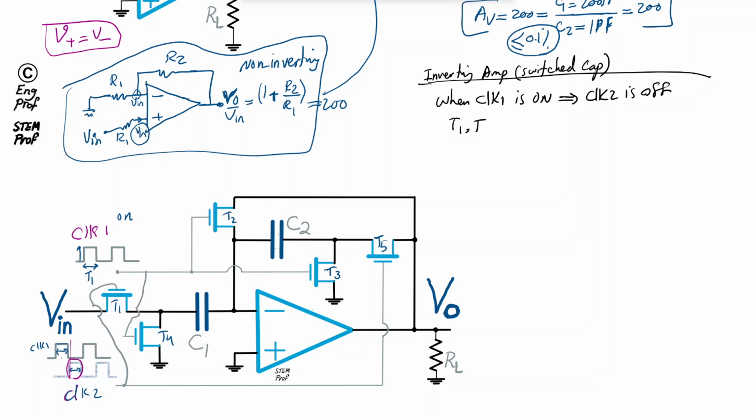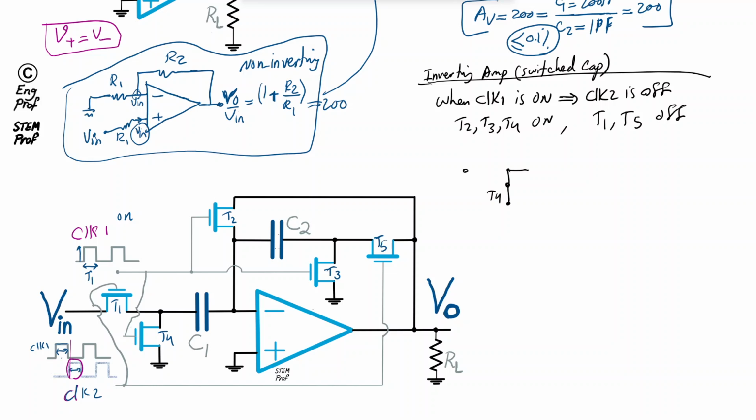In this case, T2, T3 and T4 are actually on, not T1 anymore. So T2, T3, T4 are on, and T1 and T5 are off. Okay, so now what's happening? The circuit looks like this. There is no connection to C1. C1 is effectively, via T4, now grounded.